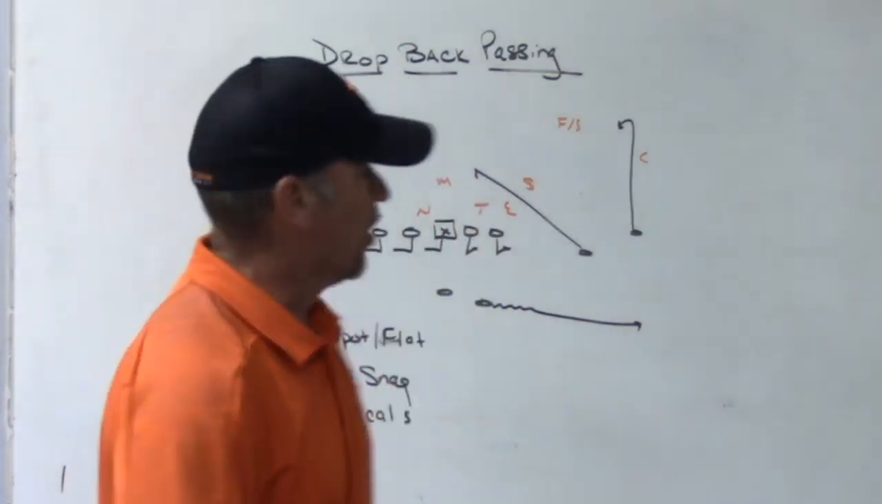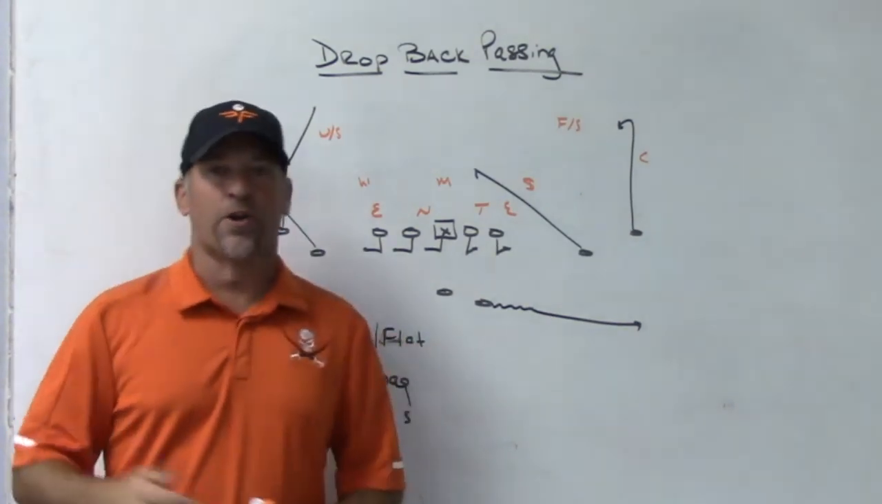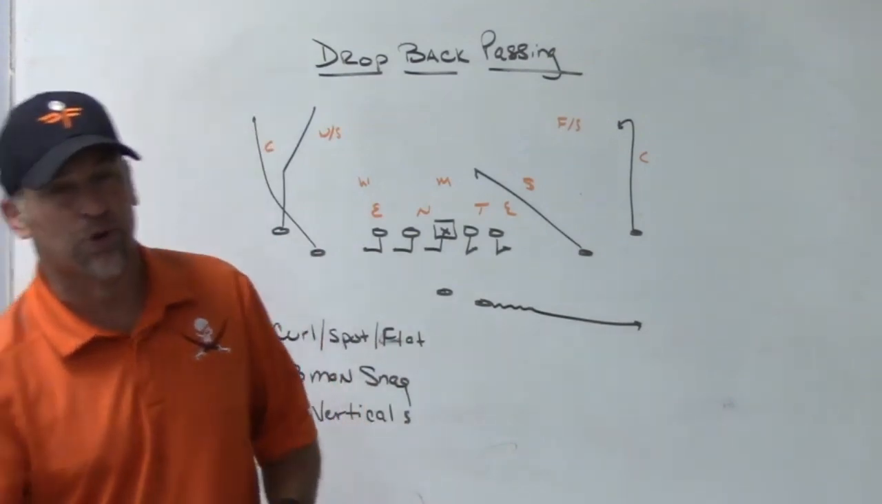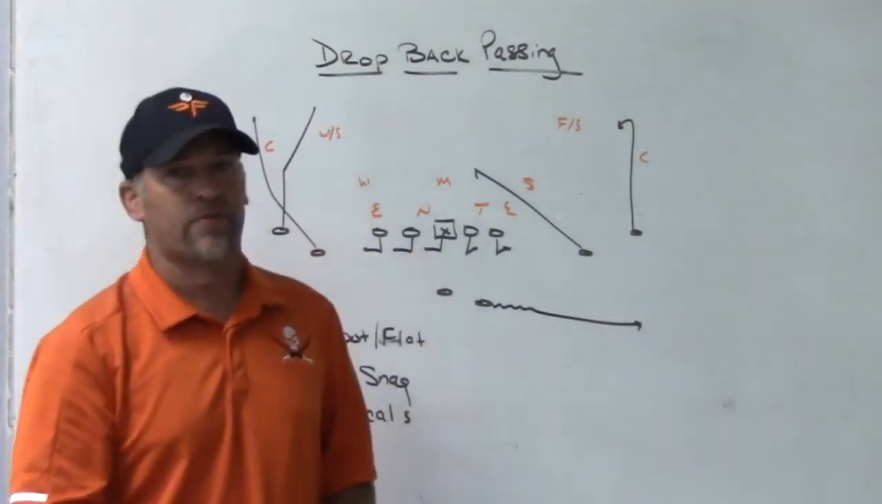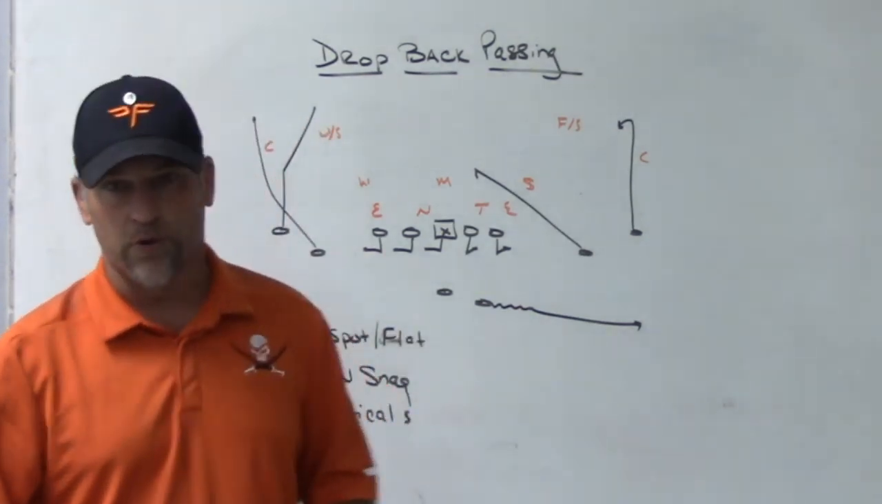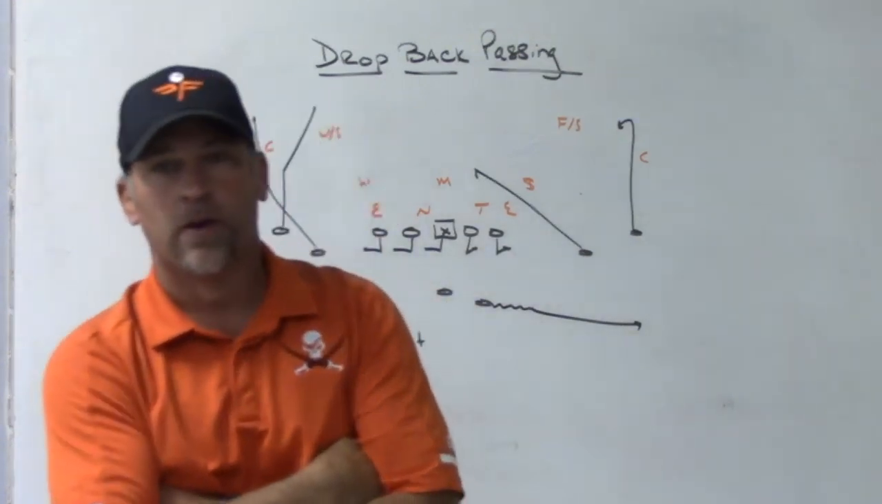So today we're going to talk about curl spot flat, which is similar in theory to curl flat, but we run it as curl spot flat, pushing it back as opposed to curl flat and then the check down coming from the back. We're going to talk about 3-man snag, and then we're going to talk about 4 verticals. So for us last year, we were not a heavy drop back team.